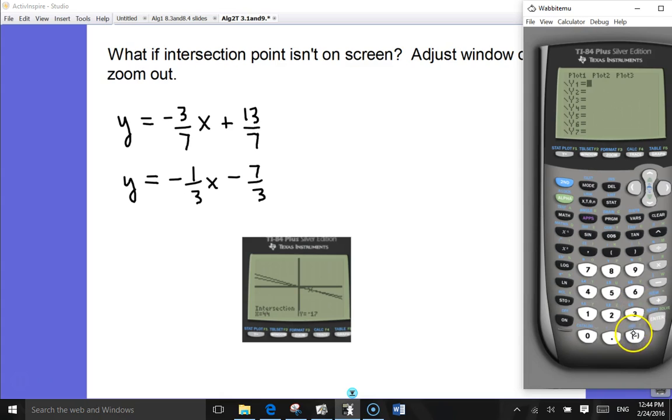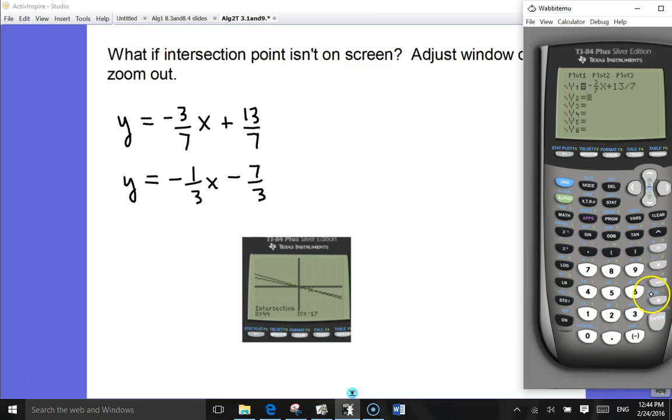But if I go negative, first I'll put in the negative sign, and then I go alpha y equals 1. And there's a fraction. So I can enter 3/7 in fraction format and not worry about whether I needed parentheses. 3, right arrow, 7, right arrow, x, and plus, again, you don't really need them, so I'm just going to say 13 divided by 7.